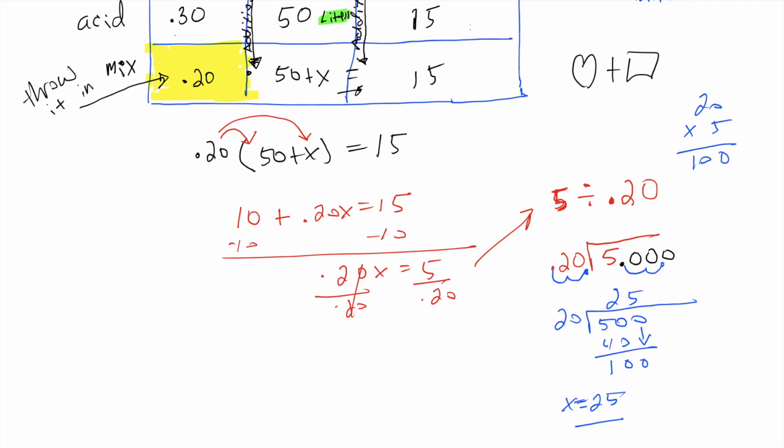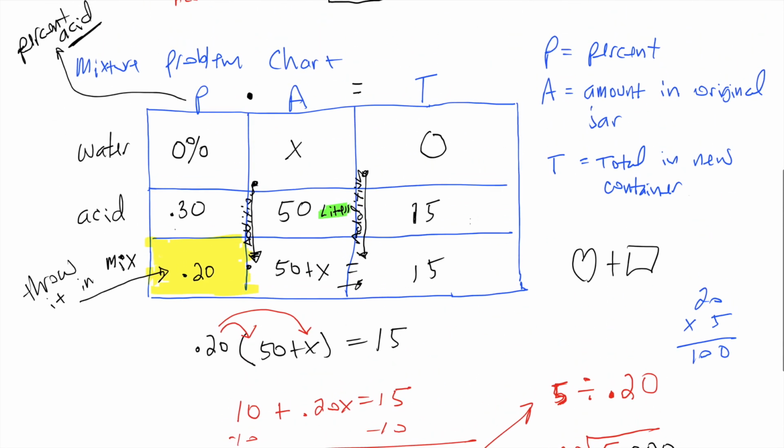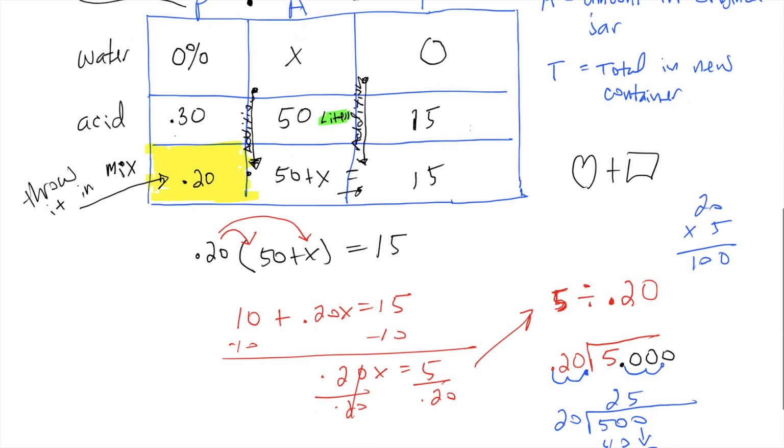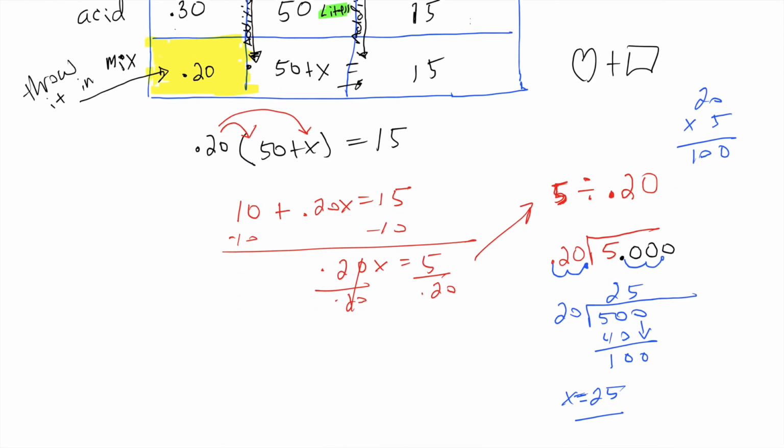And make sure that's what you're looking for. And you kind of have it over here. X is the amount of water. So x is 25. And since it's volume, it's going to be liters. And that's it.